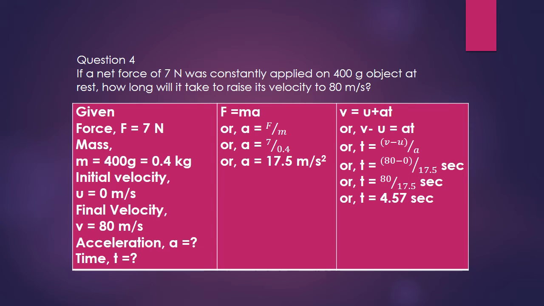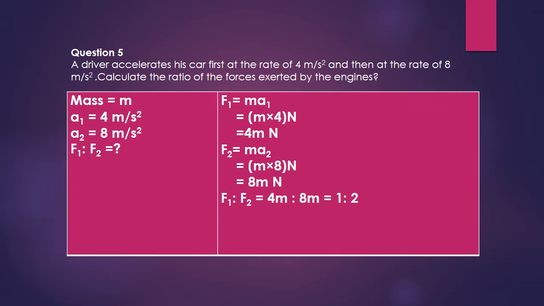So if you want me to say it again, I will say it again. V equals U plus AT, V minus U equals AT, T equals (V minus U) upon A, T equals (80 minus 0) upon 17.5, T equals 80 upon 17.5, T equals 4.57 second. So that's the answer.